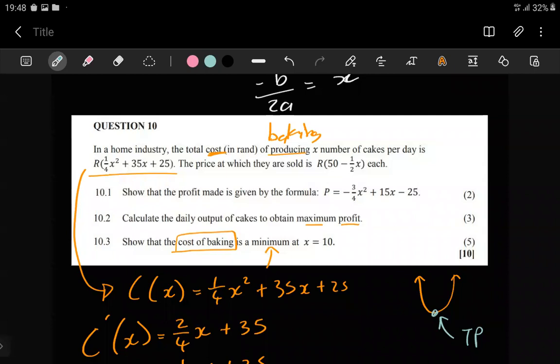So let's see here. They say in an industry, the total cost in rands of producing X number of cakes per day is that in rands. So that's the cost, right? And then they say the price at which they are sold is this much.